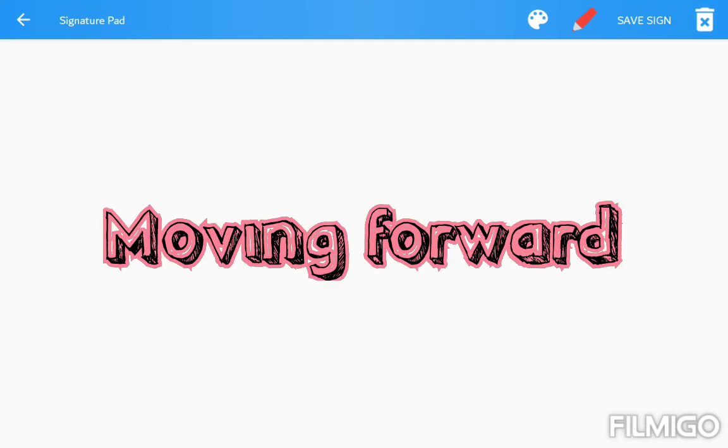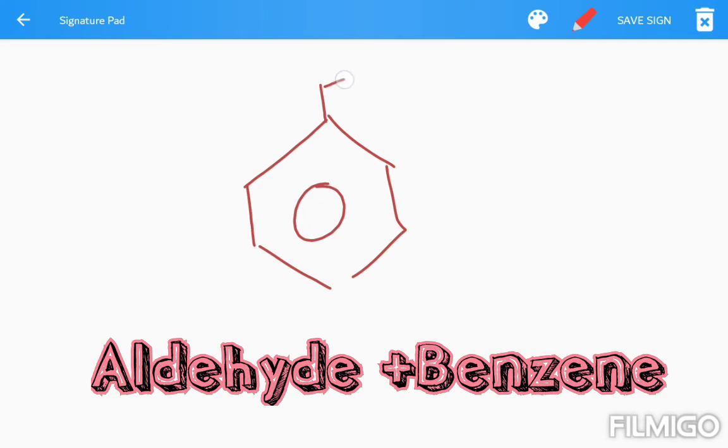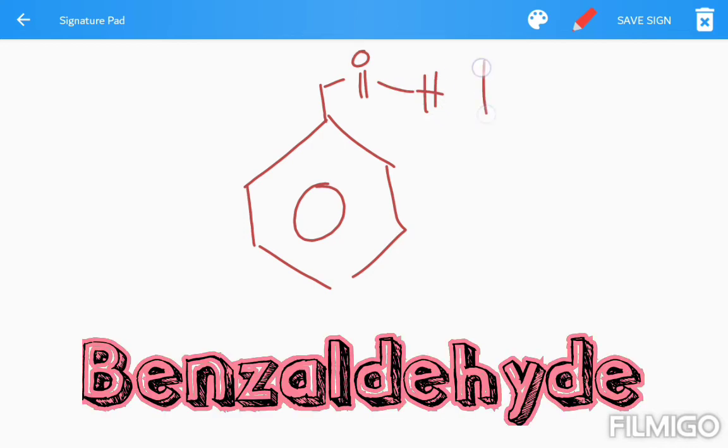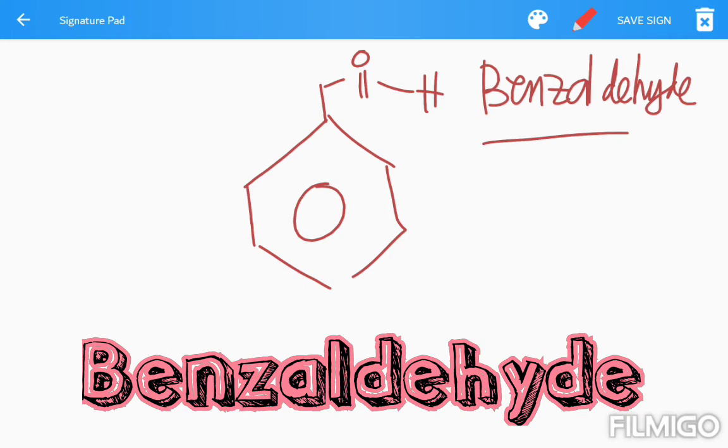Okay, moving forward. For example, I have another group of substituents here in my benzene ring. I have also an aldehyde, which is a double bond oxygen to a hydrogen, will give me benzaldehyde. A benzene with an aldehyde will give me a benzaldehyde, okay, as my IUPAC name of this particular molecule.